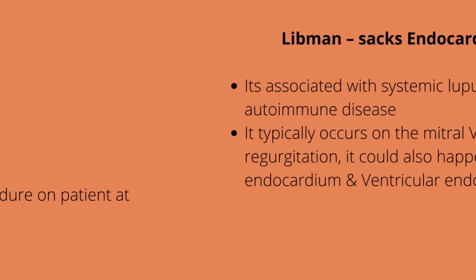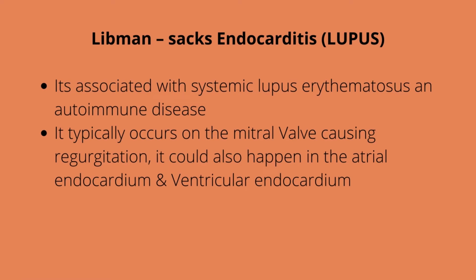There is something known as Libman-Sacks endocarditis, which is associated with lupus. It is not infection related. It is associated with systemic lupus, an autoimmune disease involving antigen-antibody complexes, which settle on the endocardium and cause endocarditis. So this is not infection-induced, it's lupus-induced, right? It typically occurs on the mitral valve, causing regurgitation. It could also happen in the atrial endocardium and ventricular endocardium.